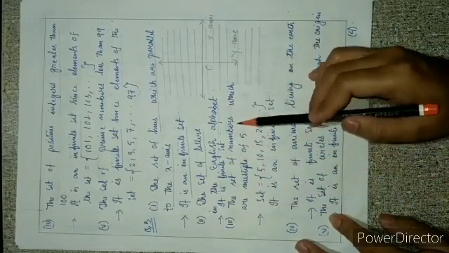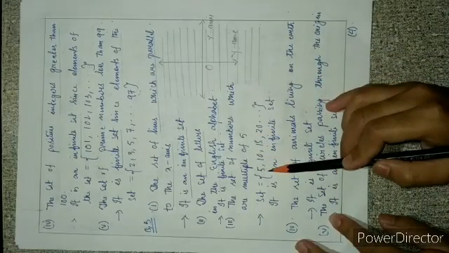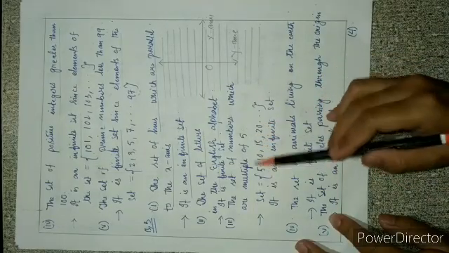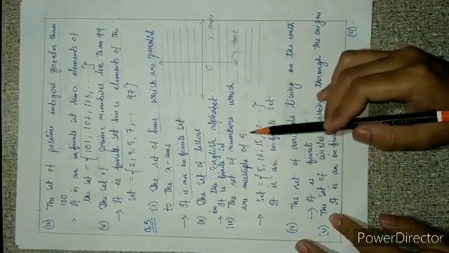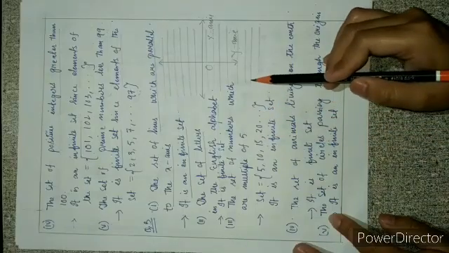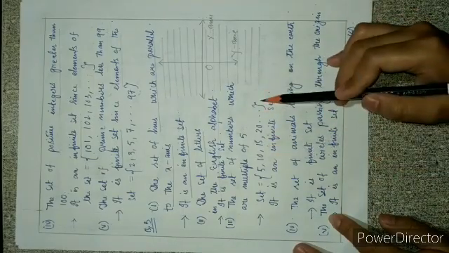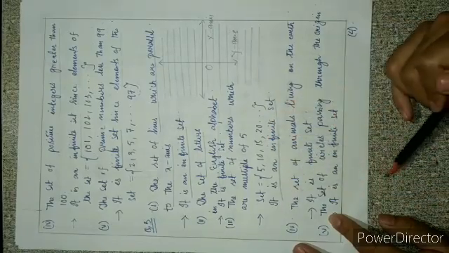Number 3, the set of numbers which are multiples of 5. The elements of the set will be 5, 10, 15, 20. These are multiples of 5 and we cannot write all the elements which are multiples of 5, and the elements are uncountable. And so the given set is an infinite set.